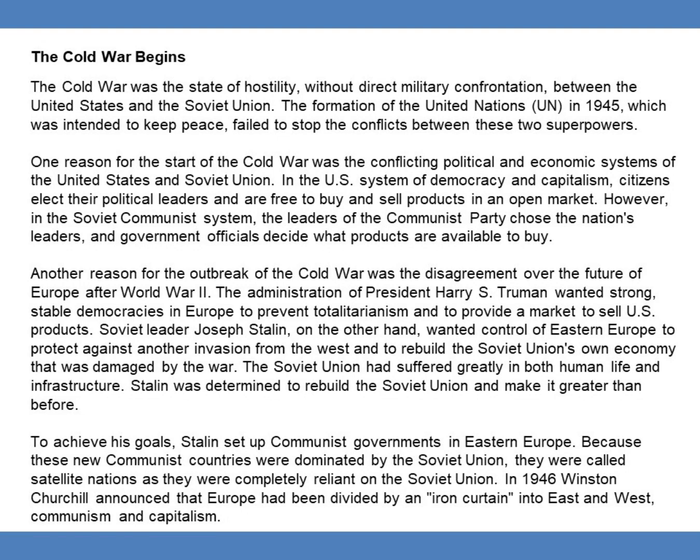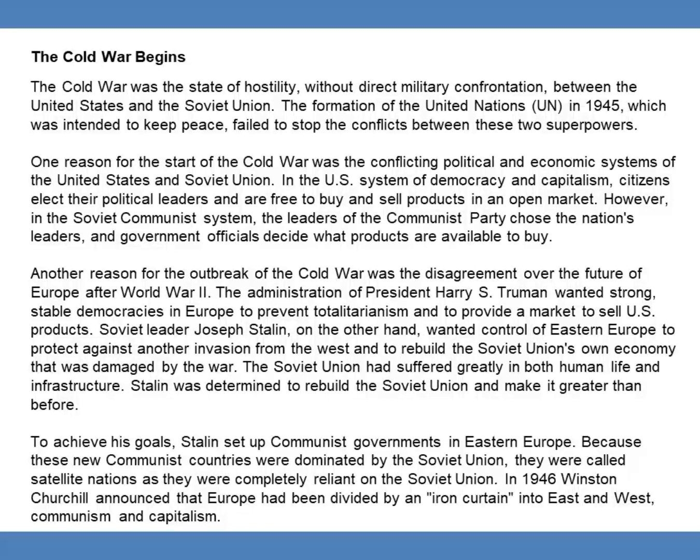Another reason for the outbreak of the Cold War was a disagreement over the future of Europe after World War II. The administration of President Harry S. Truman wanted strong, stable democracies in Europe to prevent totalitarianism and to provide a market to sell U.S. products. Soviet leader Joseph Stalin, on the other hand, wanted control of Eastern Europe to protect against another invasion from the West and to rebuild the Soviet Union's own economy that was damaged by the war.